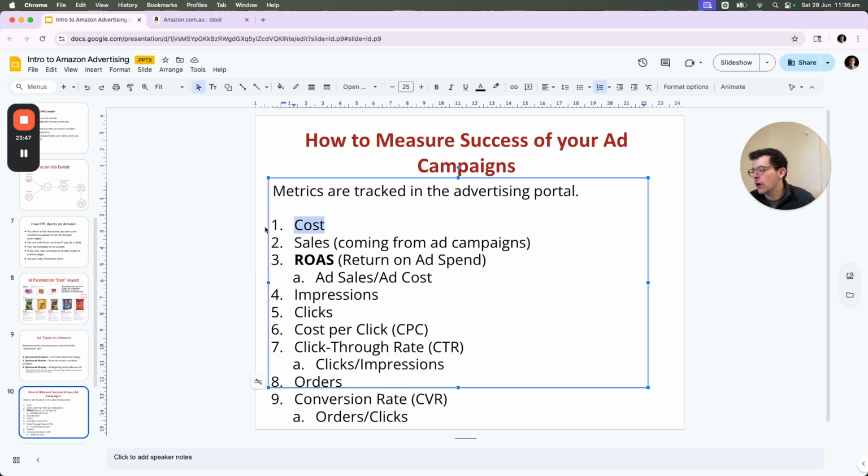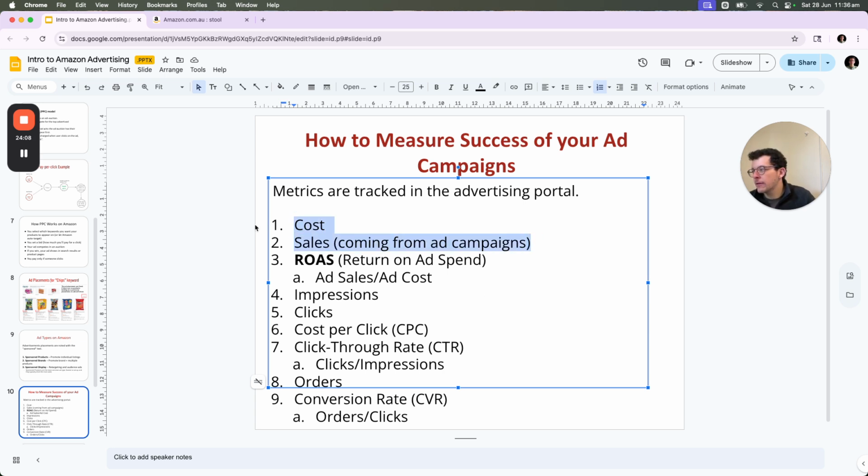So firstly, cost. This is how much you're spending for your advertising campaigns. What is the cost? Typically, the brand will give you a budget, how much they want to spend. It might be $2,000 a month, $3,000 a month, something like that. And so the cost will track how much you've spent.